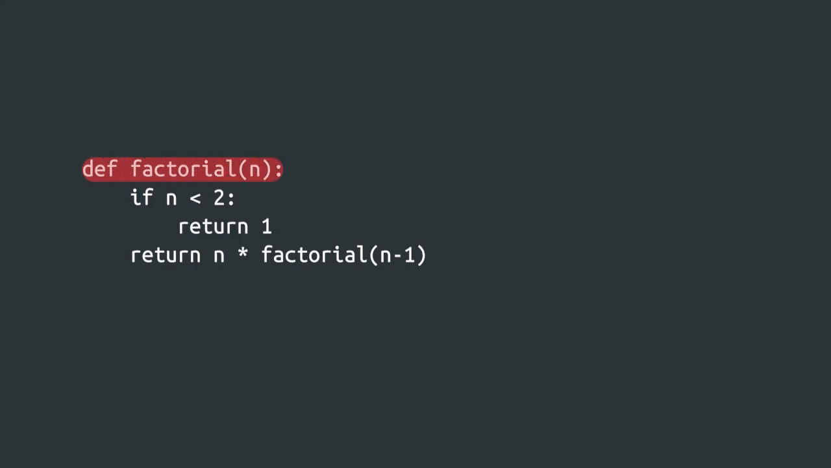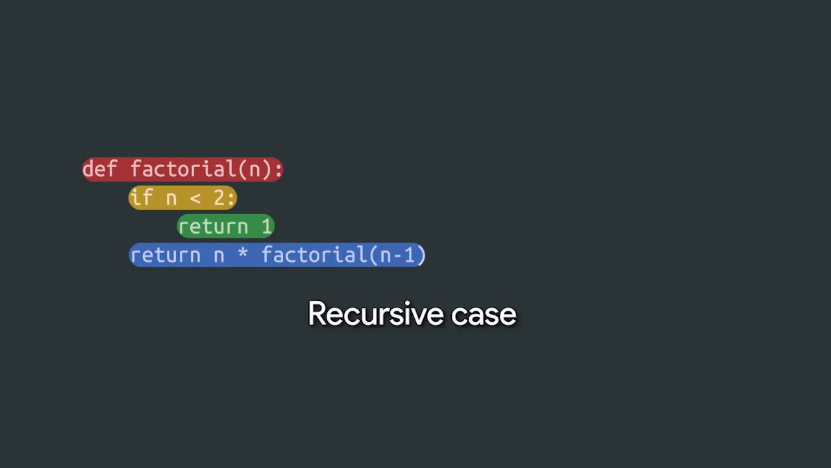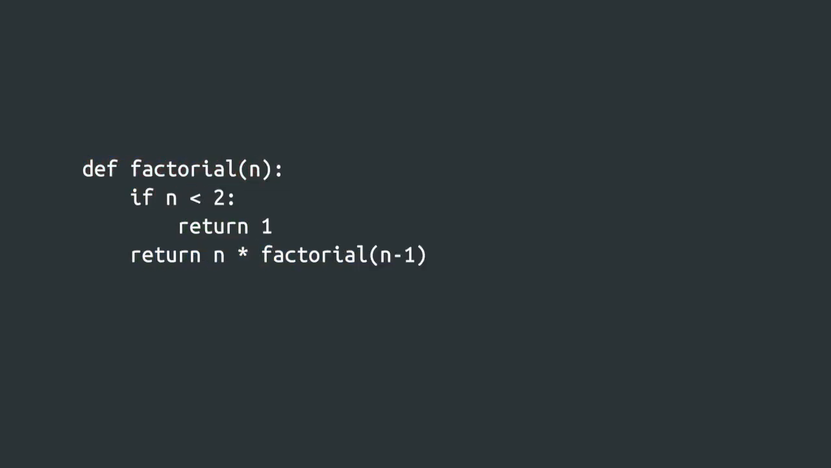Here, we're defining a function called factorial. At the beginning of the function, we have a conditional block defining the base case, where n is smaller than 2. It simply returns the value 1. After the base case, we have a line where the factorial function is calling itself with n minus 1. This is called the recursive case. And this creates a loop.